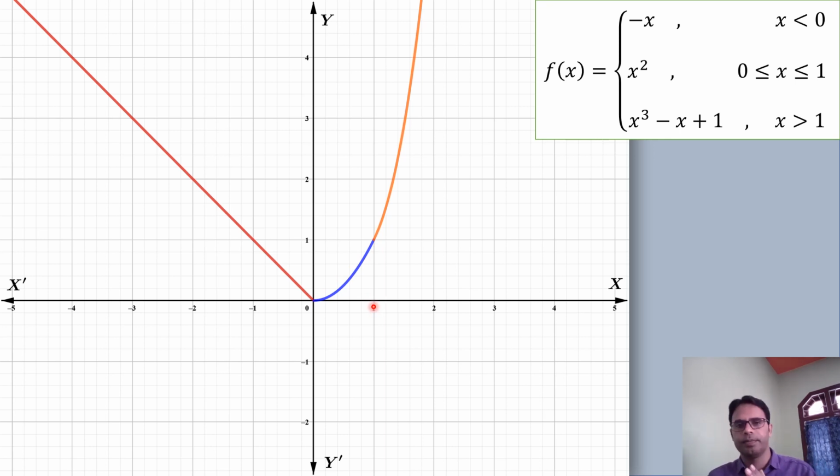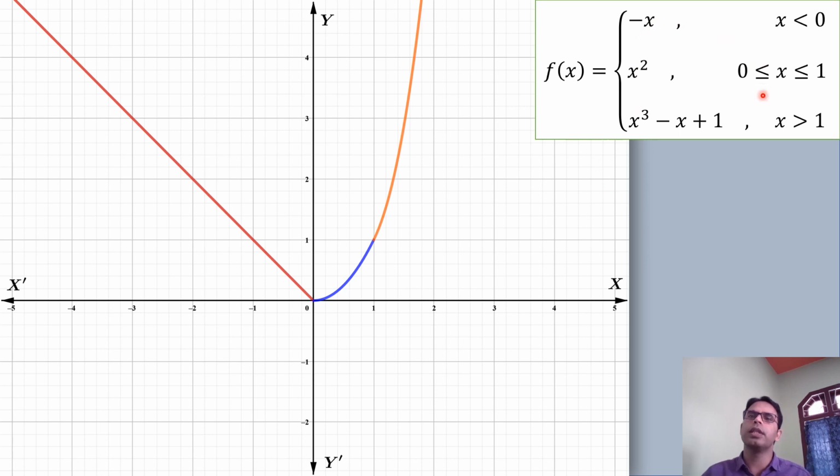When we pass the point 1, meaning greater than 1 values of x, then you are to take f(x) equal to this one, and that graph is this. For x greater than 1, it is a cubic graph. But here you see at this point 1 there is no sharp turn on the graph, but here there is a sharp turn coming like this, but here it is smooth, and that is why at the point 1 the function is differentiable and at the point 0 the function is not differentiable.